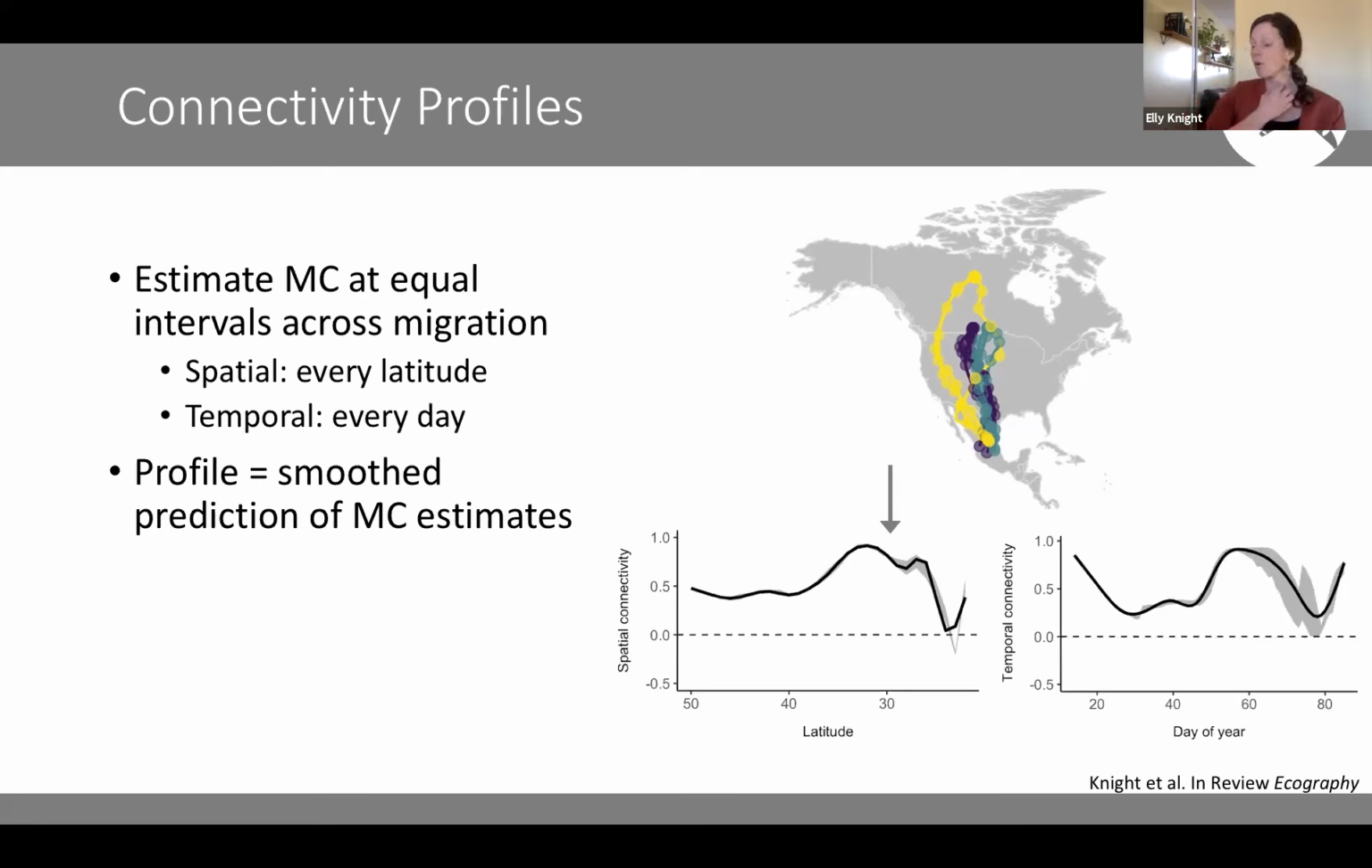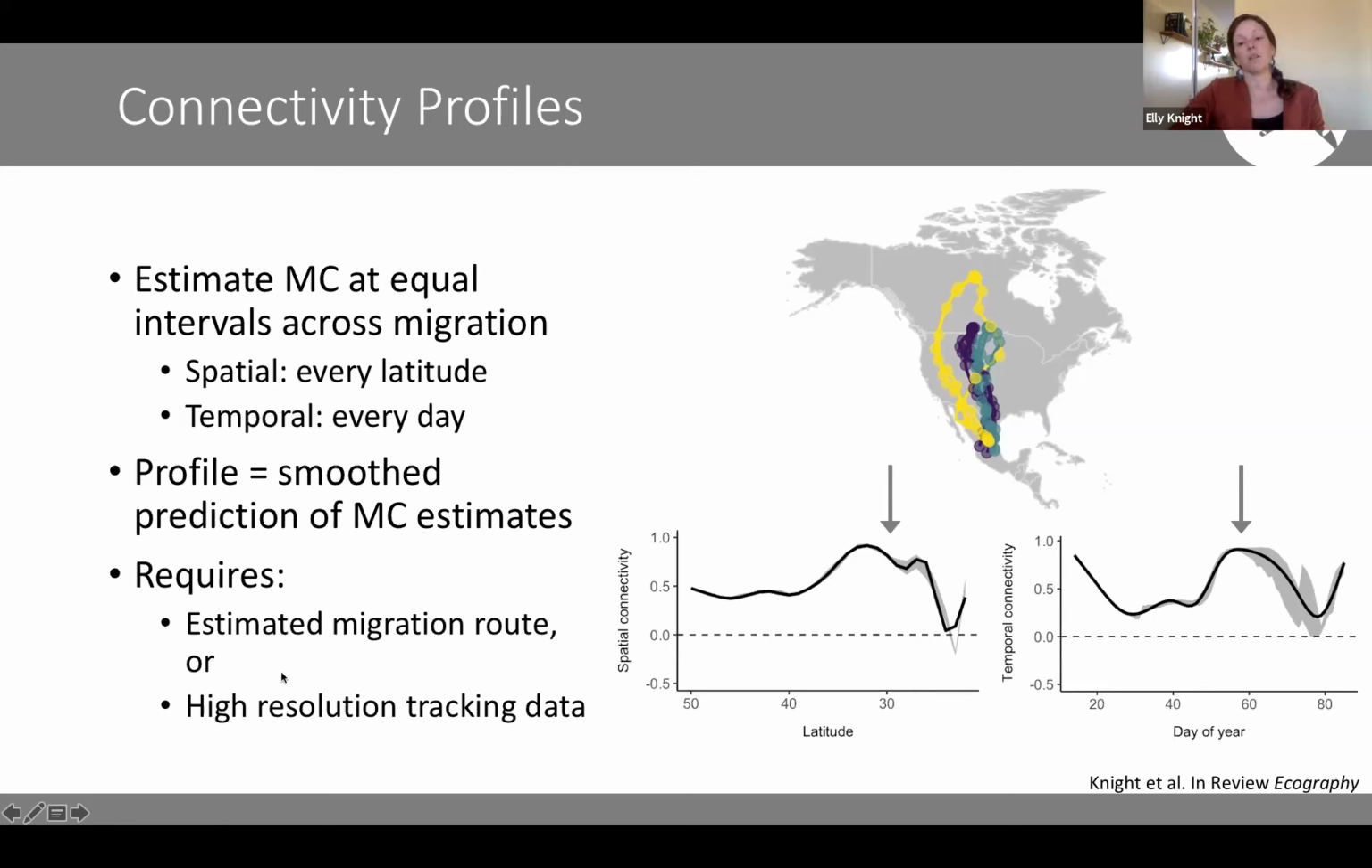And then we built a temporal connectivity profile by estimating migratory connectivity for every day of migration. And again, this profile reveals the simulated peak that we've put in around day 60. And so to build a connectivity profile, you either need an estimated migration route, which you can build from movement modeling data, even with sparse and sporadic tracking data, which I'll show you in our Nighthawk example, or you can use raw data itself if you have high enough resolution tracking data.